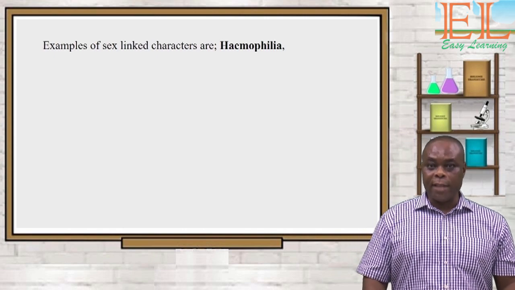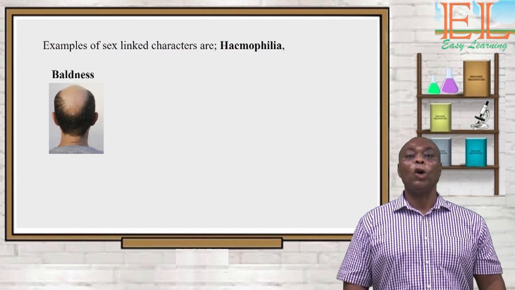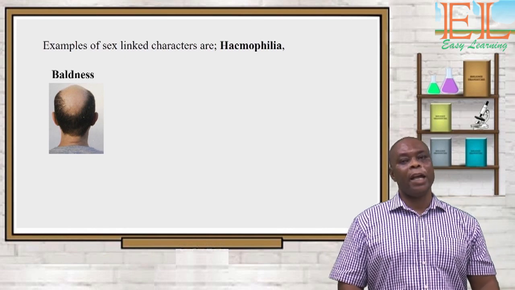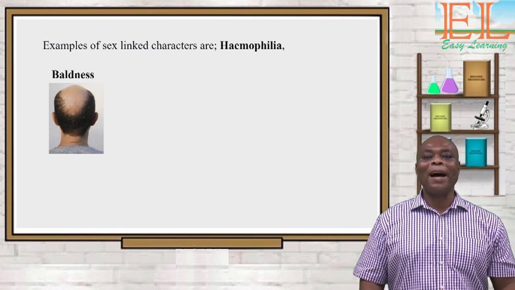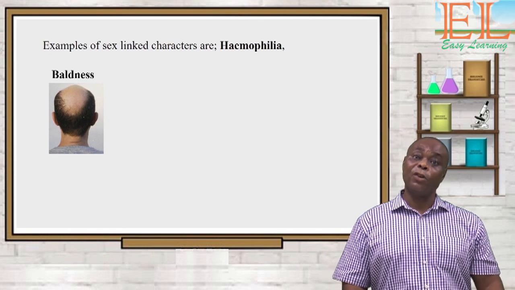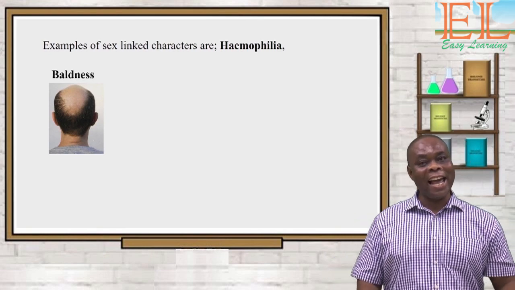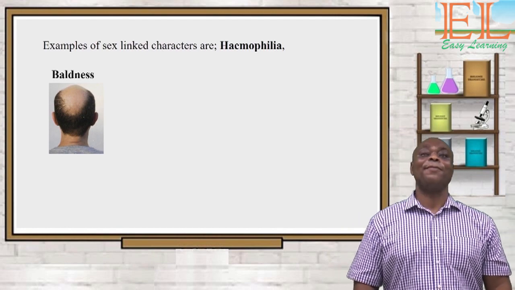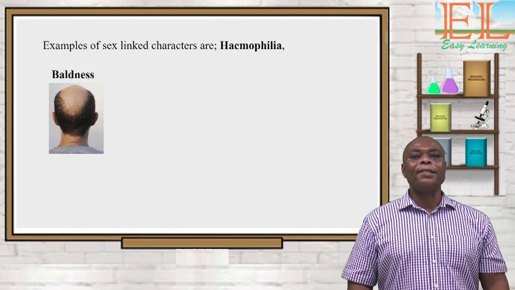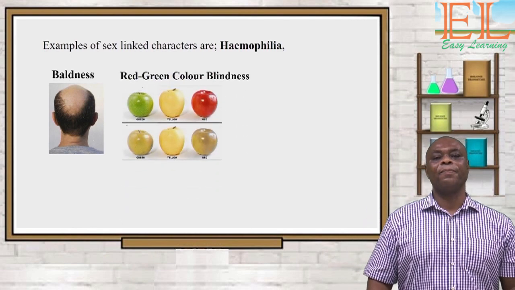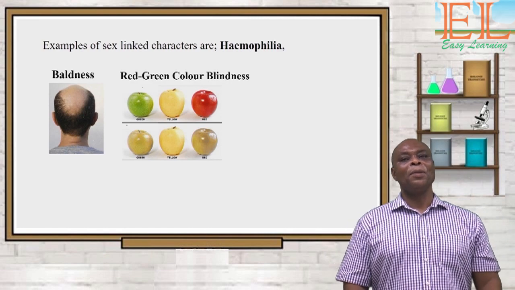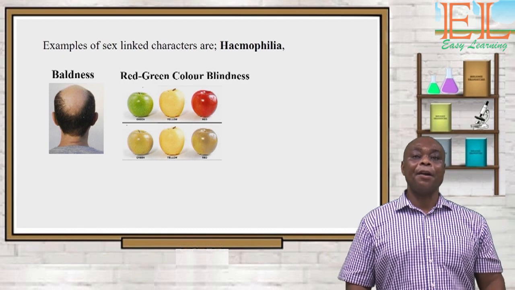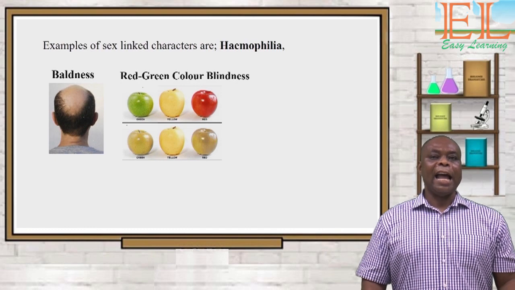Another one is baldness. That is premature loss of hair. It can be in early ages or old age, but it is controlled by a recessive gene which is found on the X chromosome but not on Y. And like I said, it's more common in males than in females, so more males are bald than females. Another one is red-green color blindness. Like you see on your screen, we have 3 apples on top. Those 3 apples are green, yellow, and red.